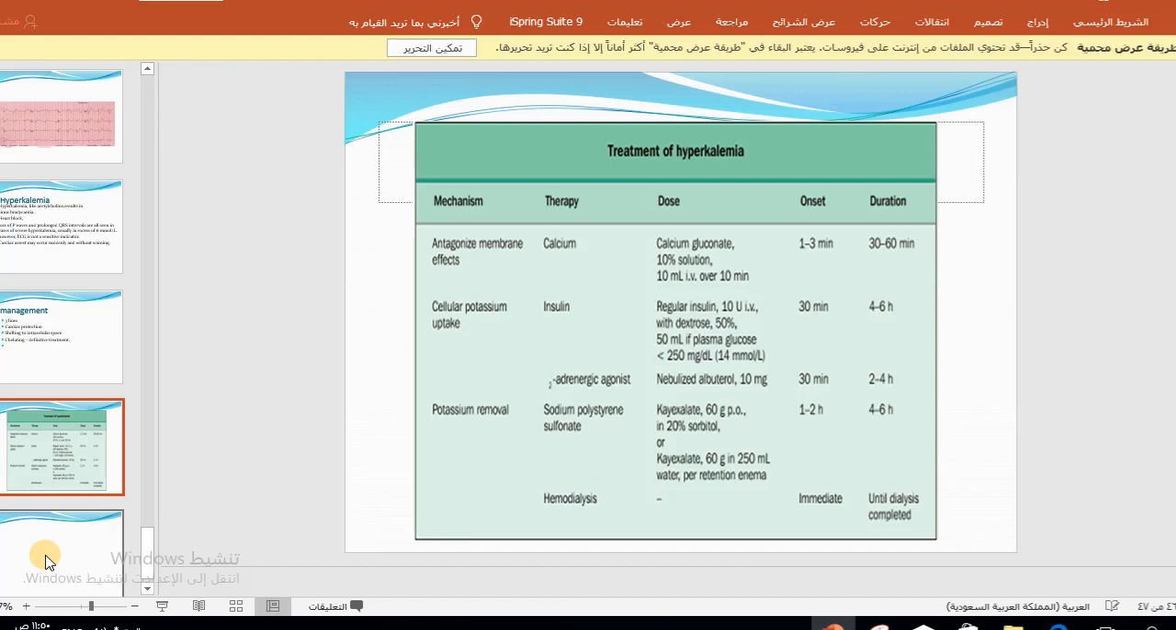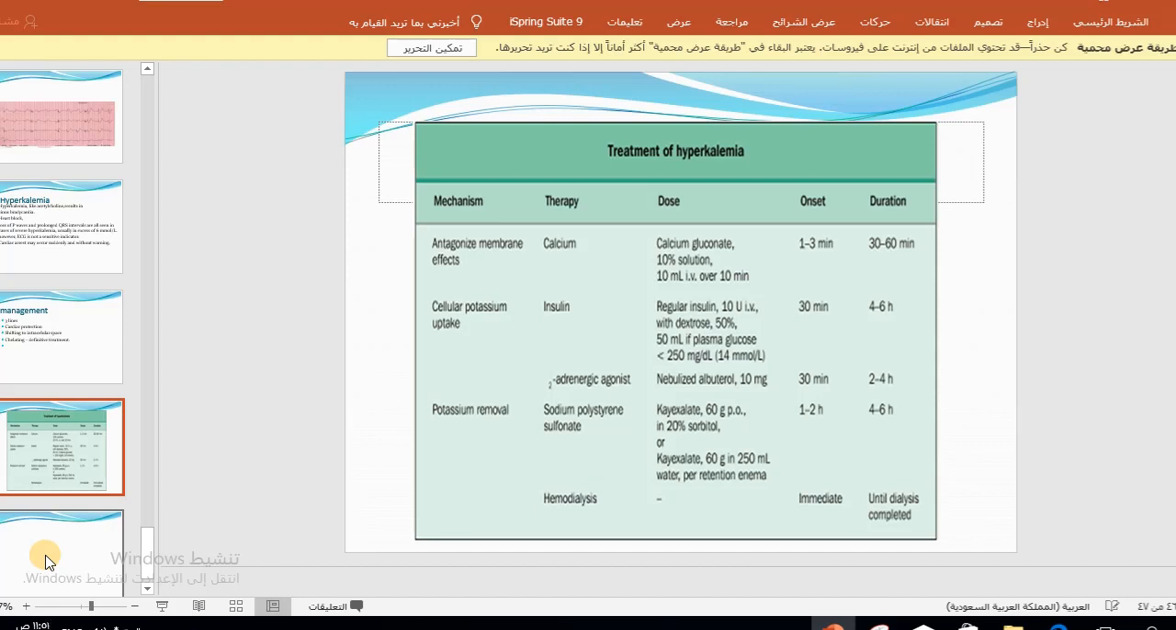Nebulized salbutamol can be used, but it's used in a higher dosage than we use in asthma patients, and we can finally use sodium bicarbonate to cause alkalosis, which also shifts potassium to the intracellular space.